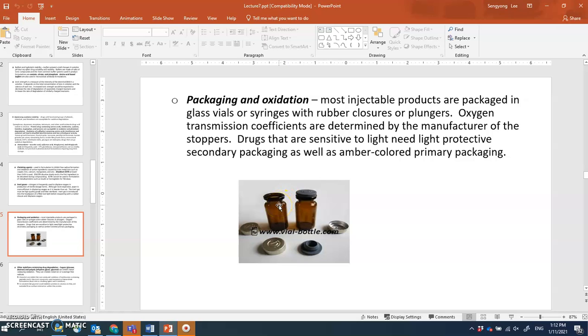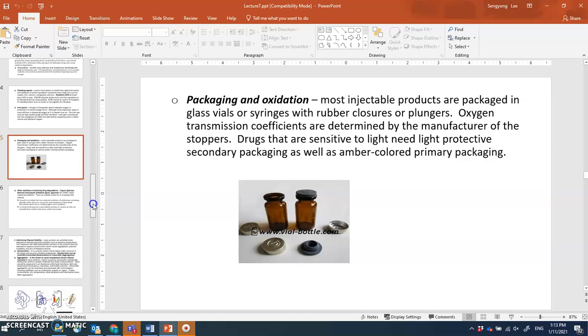Okay. And then oxygen transmission coefficients are determined by the manufacturer of the stopper. So stoppers should be well studied, so there's no gas exchange. That's what it means. And then in brown bottles, the amber colored primary packaging material is used if your drug is susceptible to light damage.